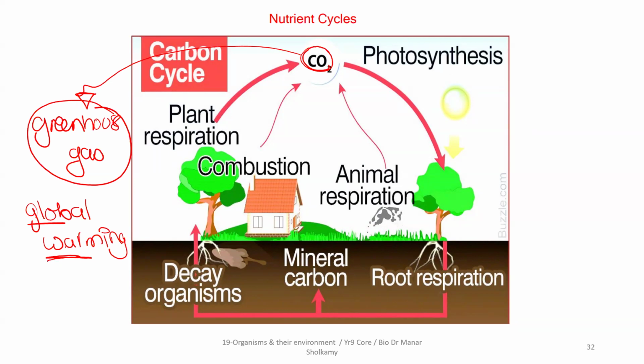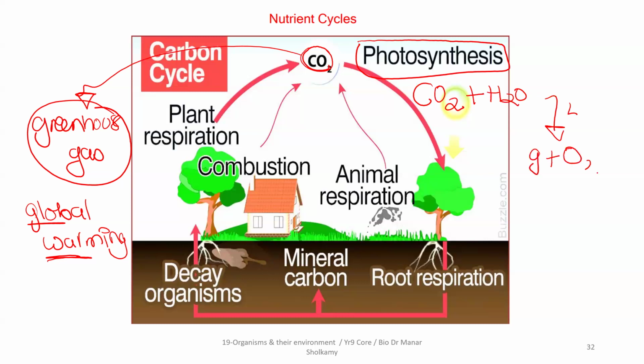Now, carbon dioxide, how does it get absorbed from the atmosphere? Only by photosynthesis. Photosynthesis is the only process that removes carbon dioxide from our atmosphere. If you remember the photosynthesis equation, the plants absorb carbon dioxide from the environment plus water from the soil, and they use it in the presence of light energy and chlorophyll to give me glucose and oxygen.